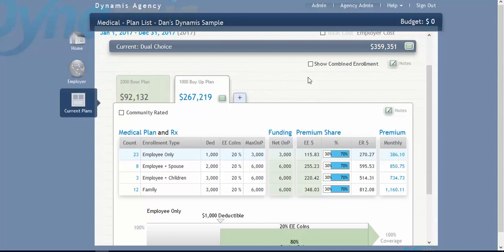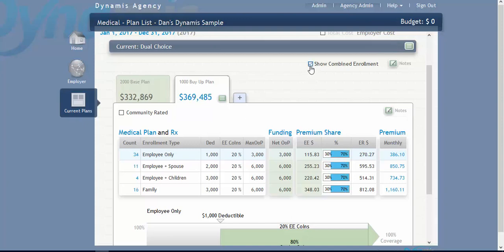But combined enrollment gives us the opportunity to take a step back from enrollment counts, because sometimes enrollment counts make information harder to see. The idea is that those enrollment counts are arbitrary and they can change a lot, and depending on what plans we offer, they may change significantly. So by using combined enrollment, we're able to step back and evaluate plan designs independently against each other without enrollment counts. So let's see how that works.